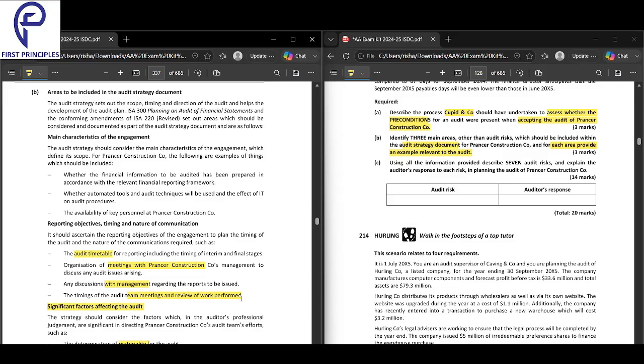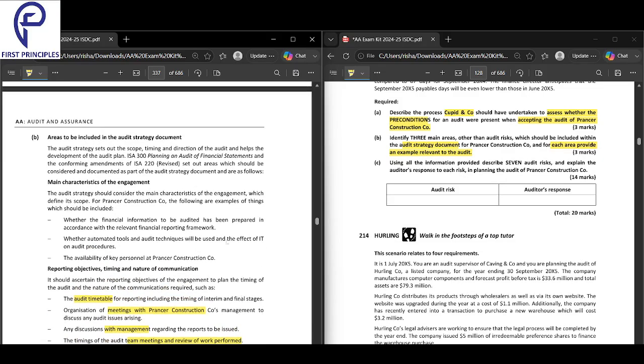The timetable basically means when they will finish the interim audit, when they will finish the final audit, and when to discuss the audit issues they have found with the team. Next, discuss the reports, agree on which reports will be issued and at what time. Next, audit team meetings: when will the team review the work done?